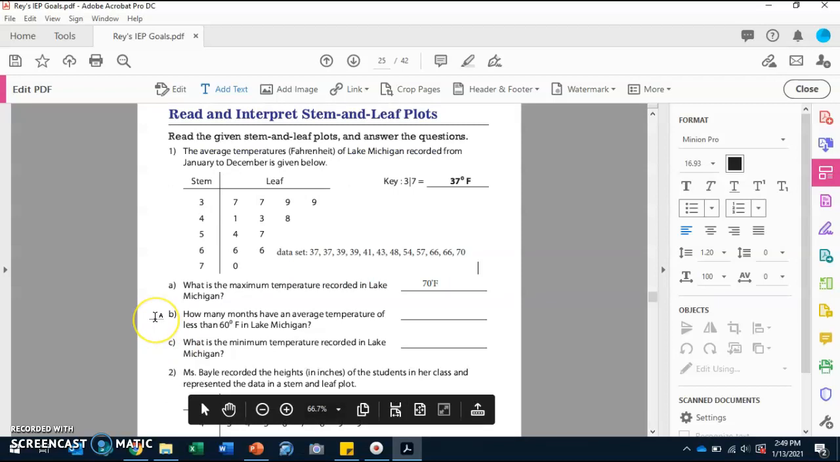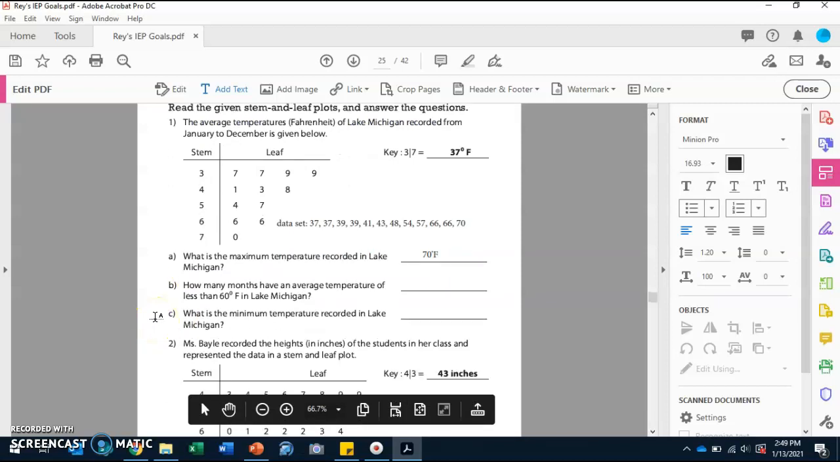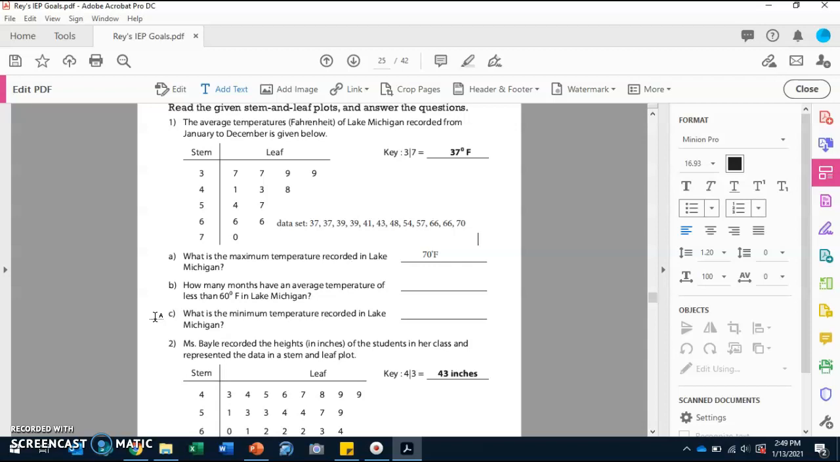Now you are going to answer the rest of the questions on your own. It's the same thing we are doing. You can either use the stem and leaf plot. We also put it in data set. If this helped you out, you can continue doing this. If not, and you're okay with just the stem and leaf plot, that is good too. If you have any questions, please let me know. If not, we are going to continue working on goal number four.